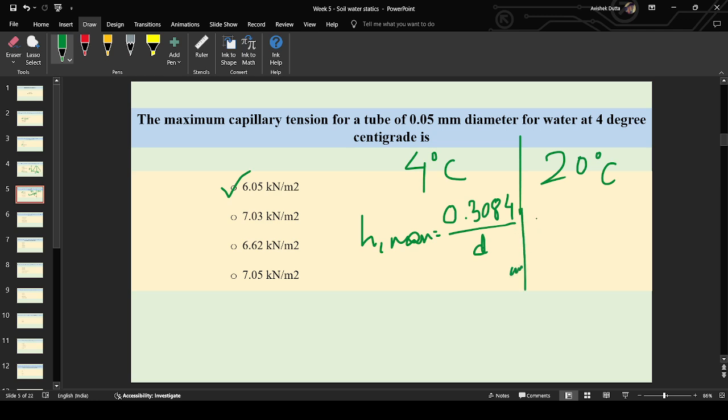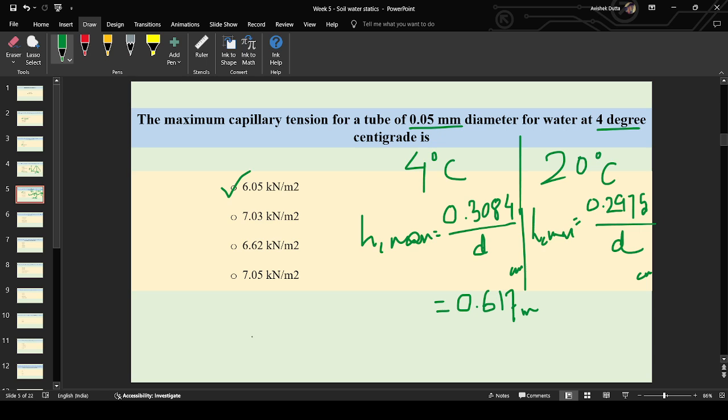And at 20 degrees centigrade, this formula becomes 0.2975 divided by D in centimeter. Again, this value HC max is in centimeter. So given over here is 4 degrees centigrade. Using this formula and this diameter in centimeter, you find out the value of HC max first. The value of HC max will be approximately 0.617 in meters.